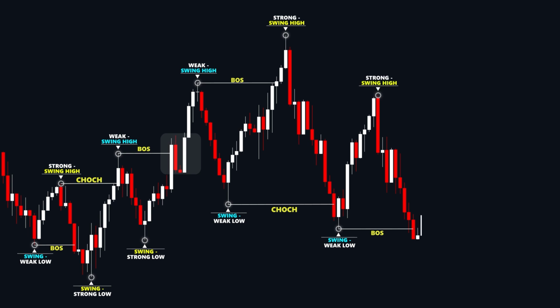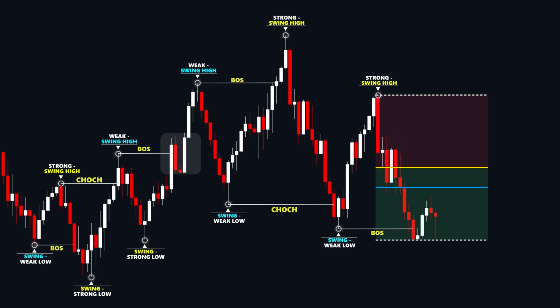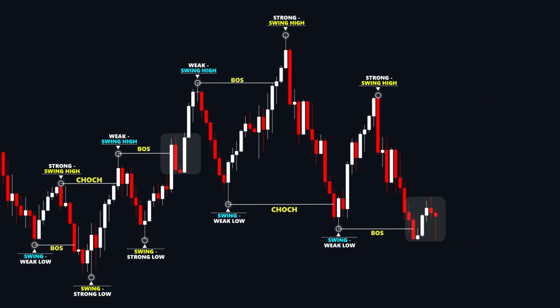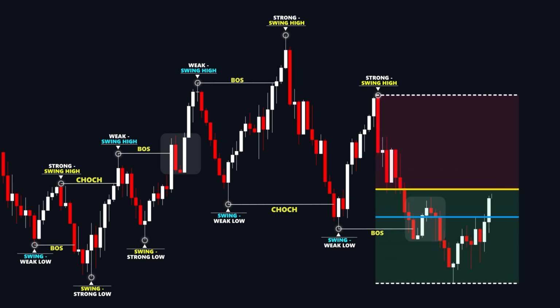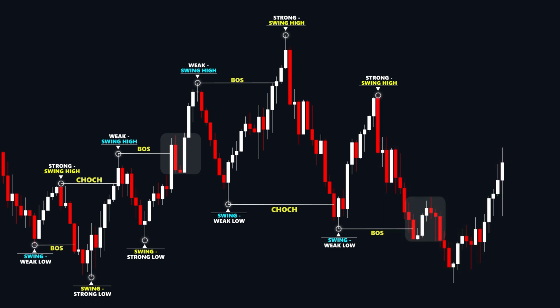Next, price pulls back slightly. Use your Fibonacci tool again from the strong high to that small pullback. This time, price doesn't reach the 38.2% or 50%, so it's not a valid pullback. It's just a continuation move, and price keeps falling. Eventually, price pulls back deeper. Use the Fibonacci tool again from the same strong high. Now, price hits both the 38.2% and 50% levels. So yes, it's a valid pullback. We mark the week low.